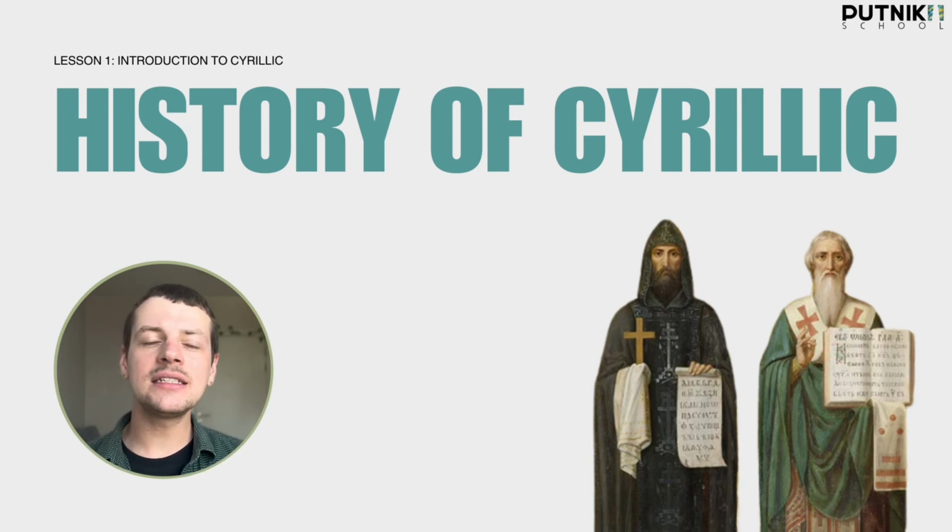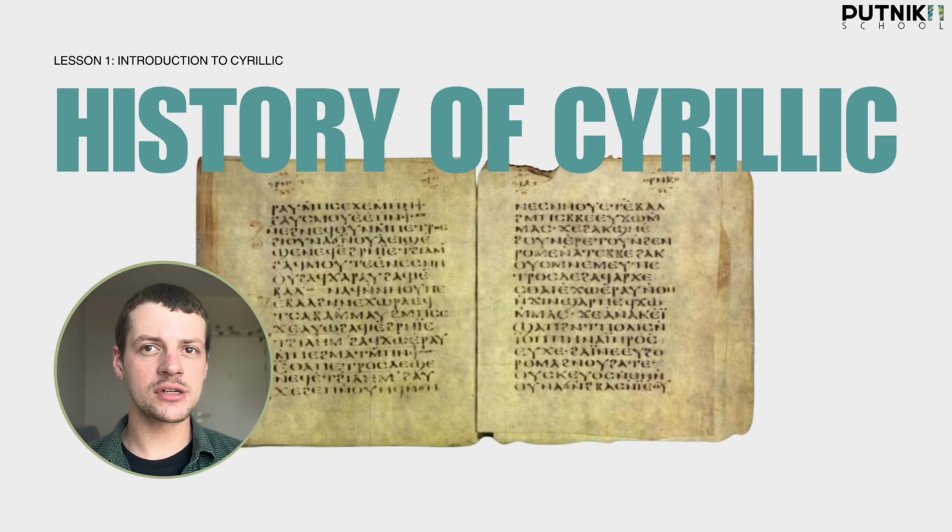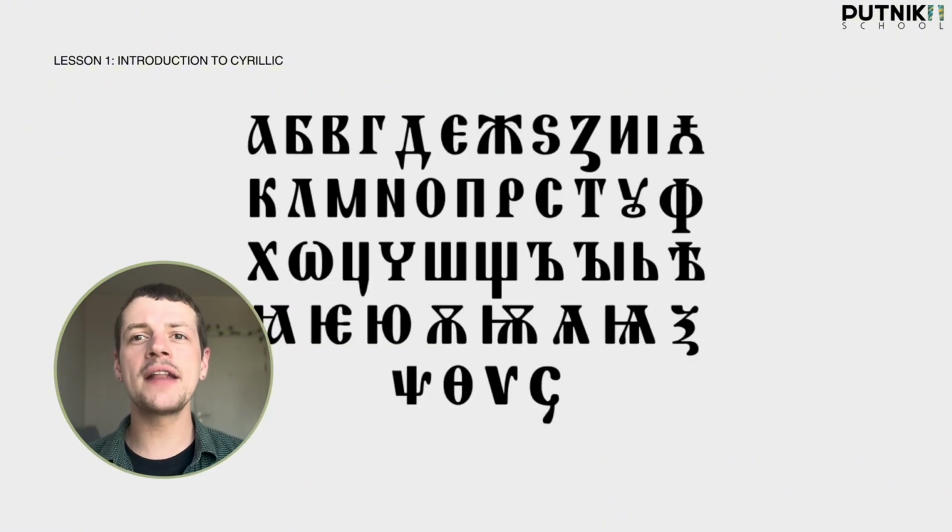It was created in the 9th century by two brothers, Saint Kirill and Methodius. They were missionaries who wanted to translate the Bible and other Christian texts into Slavic languages. To do this, they developed an alphabet that reflected the sound of the spoken language. Over the centuries, Cyrillic has evolved.